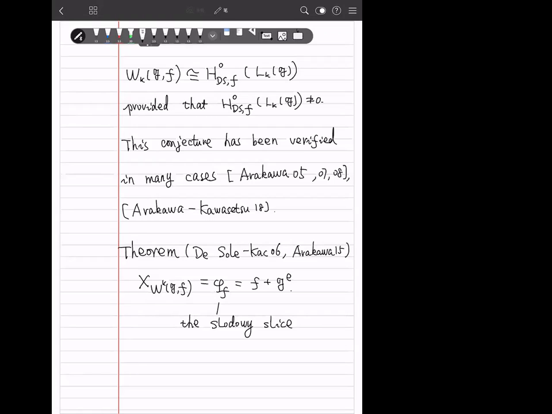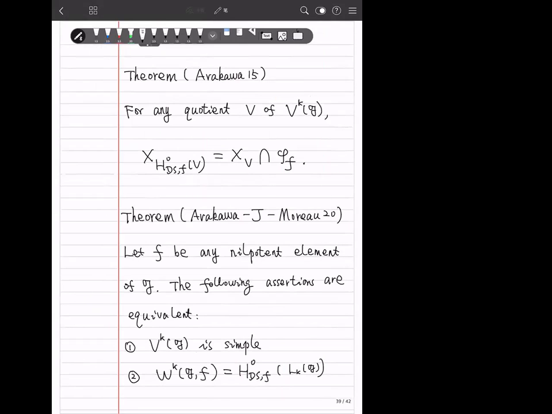Now for the universal alpha W algebra, its variety is just the Slodowy slice with this. They proved that, I think first for the principal case. Tom Arakawa proved that for the general case. And in this paper, he proved that for any quotient V of this universal alpha VOA, the variety is just the intersection of this and this. So we will use this result to prove the following result.